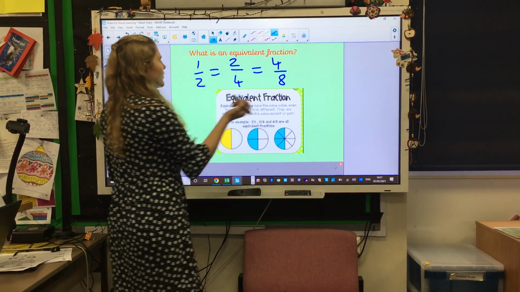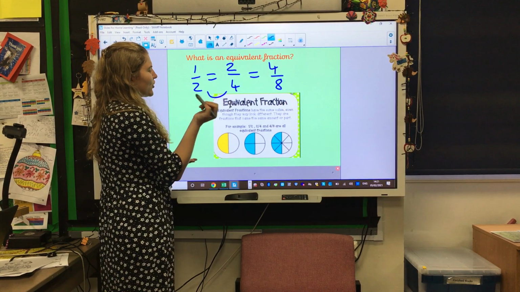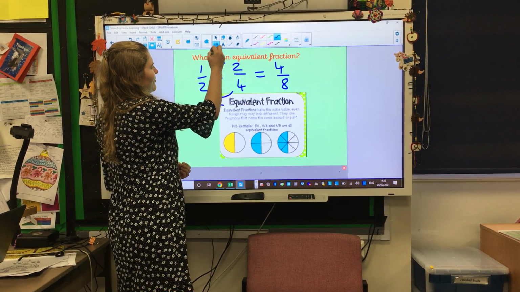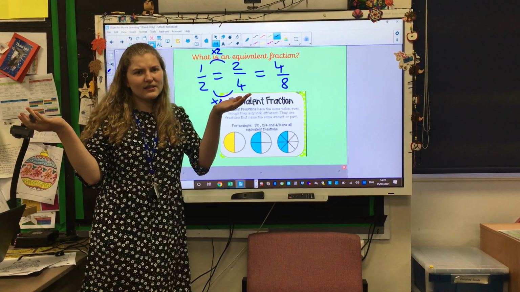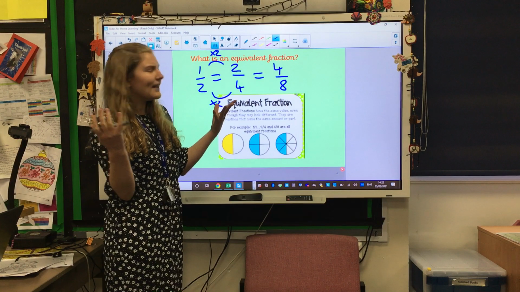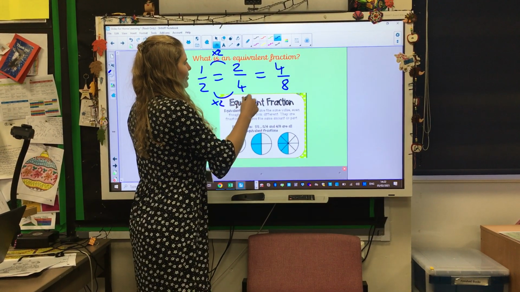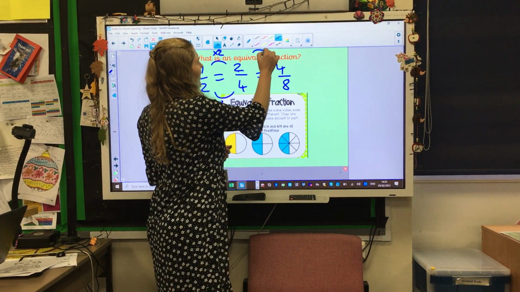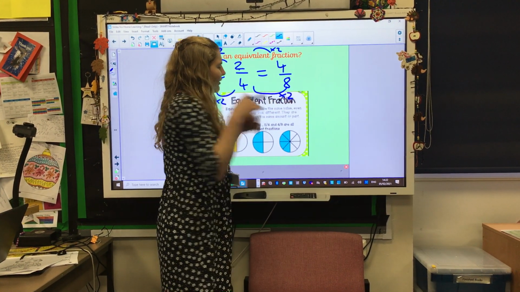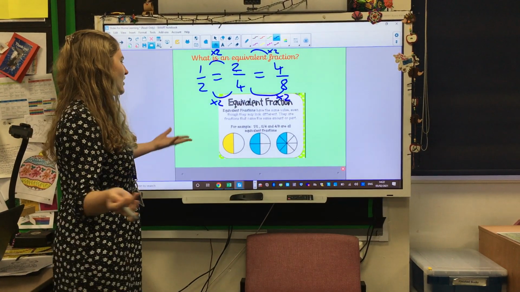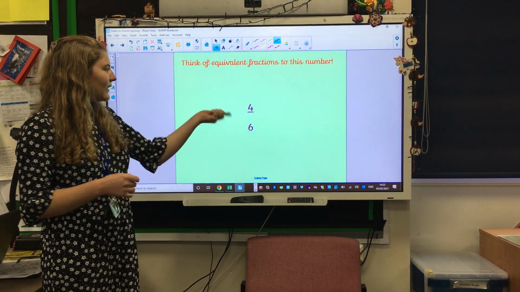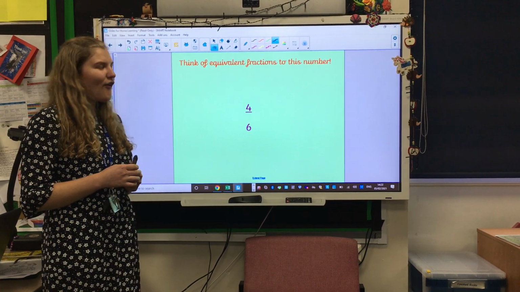Just like we were doing yesterday, what do you do to 2 to get 4? You times it by 2. And what do you do to 1 to get 2? You times it by 2. It's the same. You do the same to the numerator and the same to the denominator. Easy peasy. And what about to get from 2 to 4? Again, you times it by 2. And to get from 4 to 8, you times it by 2. They're equivalents. They're the same amount of stuff. They're just written differently.